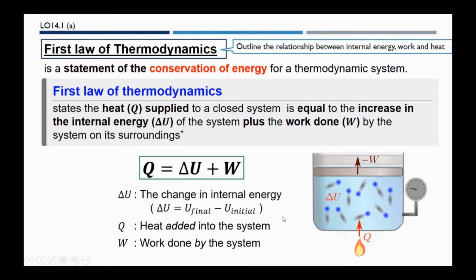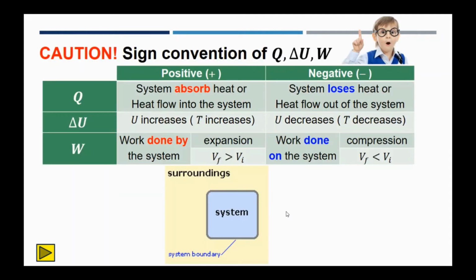However, heat might flow out and the system might do work. Therefore, we have to use the correct sign convention when using the first law of thermodynamics. For the sign convention of Q, delta U, and W: when the system absorbs heat, or heat flows into the system, Q is positive. When the system loses heat, or heat flows out of the system, Q is negative.